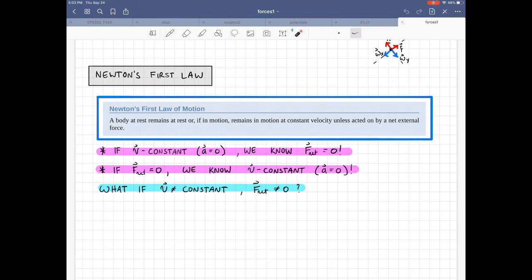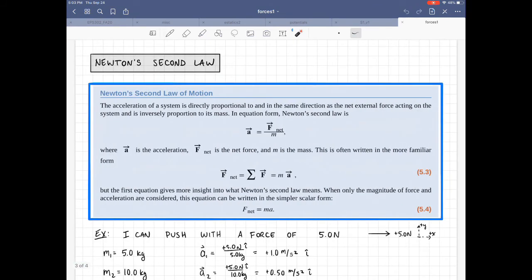So what if there is a net external force acting on your object? So that brings us to Newton's second law. Newton's second law relates the net force acting on an object with the acceleration that object experiences. And so you may be familiar with Newton's second law as F equals ma.